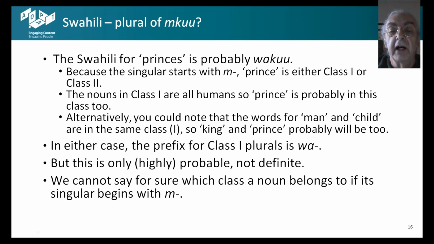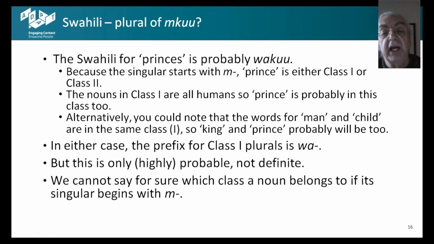Now, to finish off the problem, it asked, if the singular word for prince is mkuu, what's the word for princes? And the answer to this is wakuu. Why is that? Well, because we know how to form the plural as long as we know which class the word belongs to. Because the singular starts with mkuu, prince is either class 1 or class 2. It can't be class 3 because that would be viku.